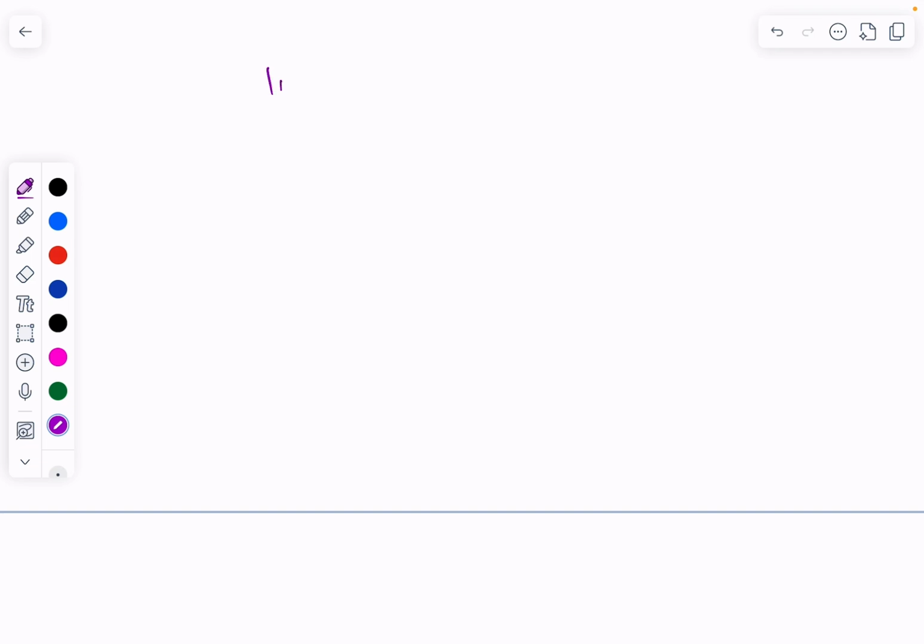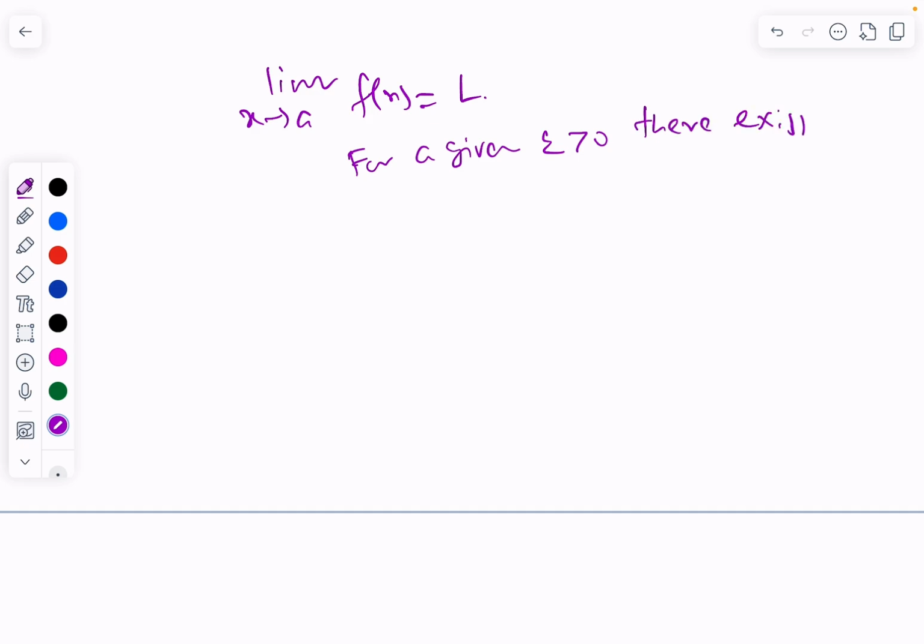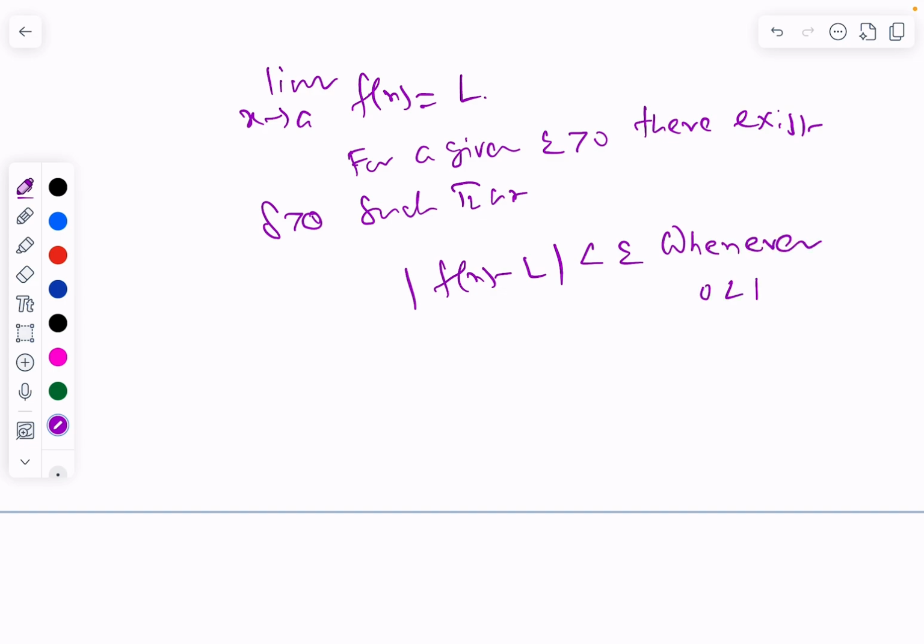So for a function of one variable, you have the limit like this: limit x tends to a, f(x) equal to, say, L. Then you know that its definition is like, for a given epsilon greater than 0, there exists some delta greater than 0 such that modulus of f(x) minus L is less than epsilon whenever modulus of x minus a is less than delta.